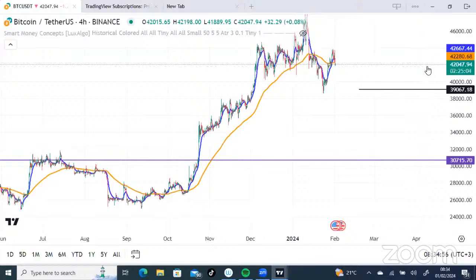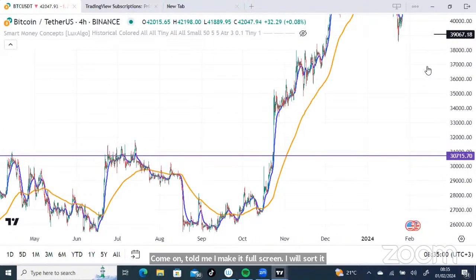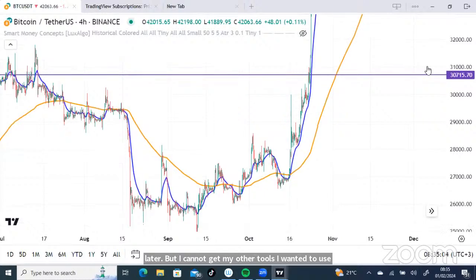Someone told me to make it full screen. I will sort it later, but I cannot get the other tools I wanted to use. But I'll just keep teaching with this.